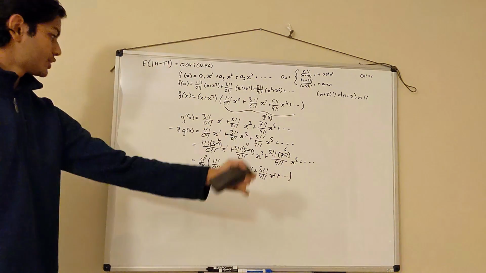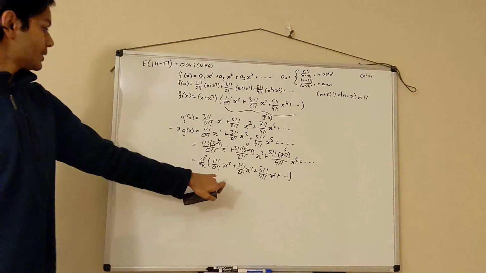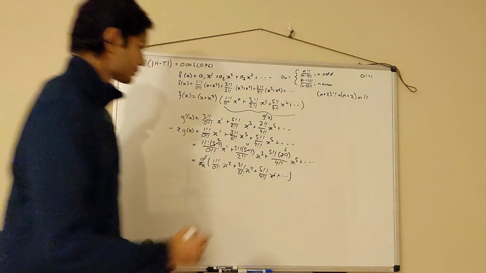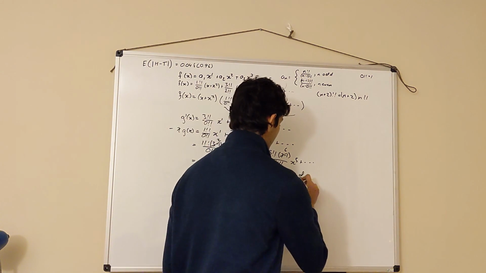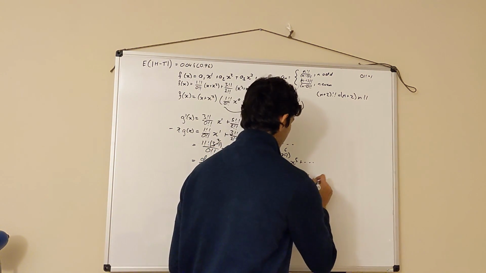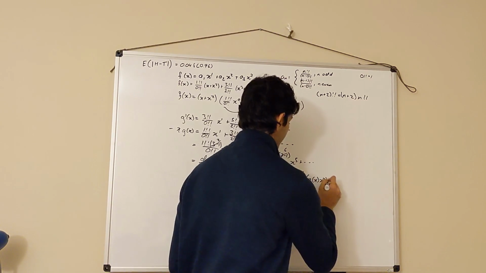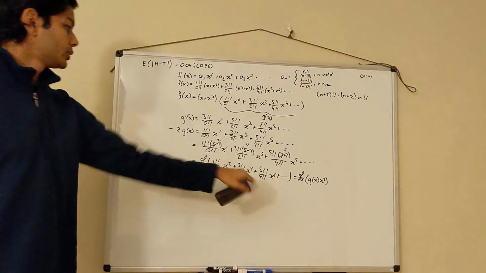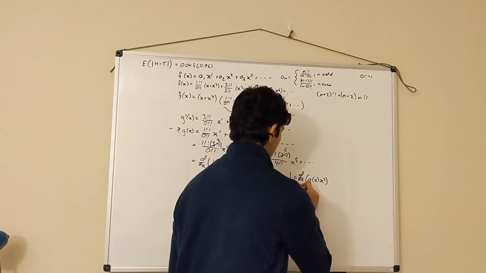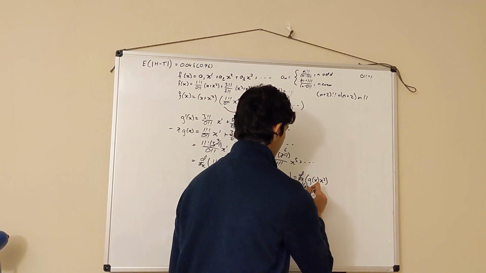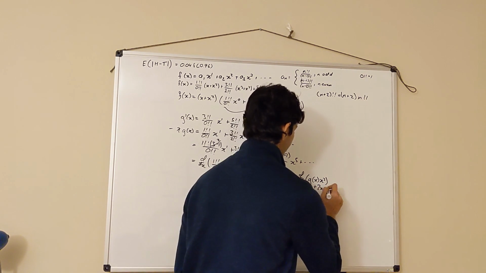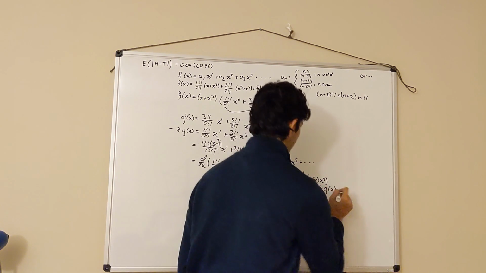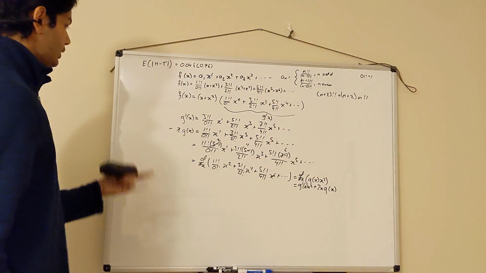Okay, so these coefficients look familiar. They're the original function, except notice the exponents are increased by 2. So what this will be is d by dx of our original function g of x times x squared. And now we can apply our product rule to this and say that this is equal to g prime of x times x squared plus 2x times g of x. Okay, so what have we now concluded?